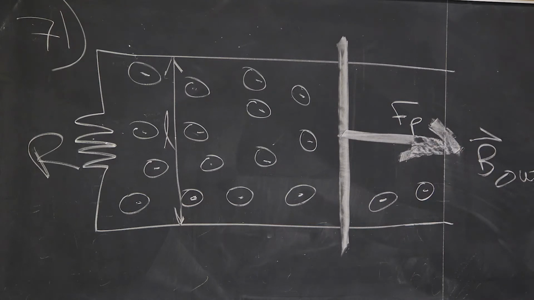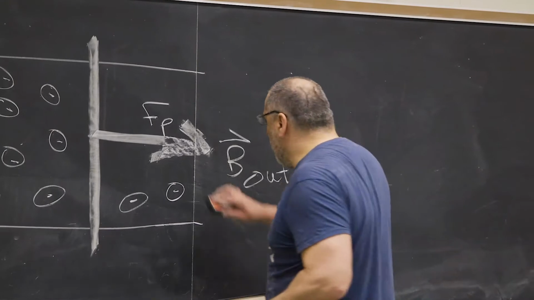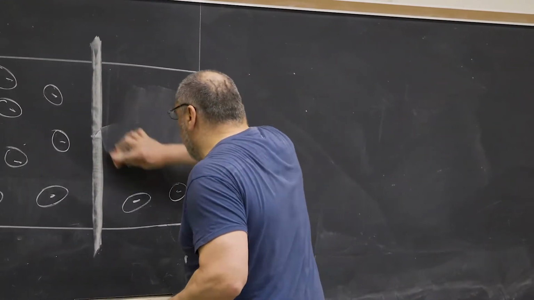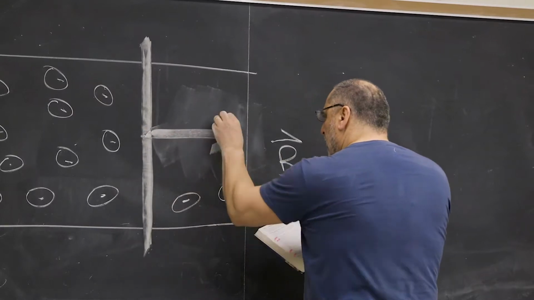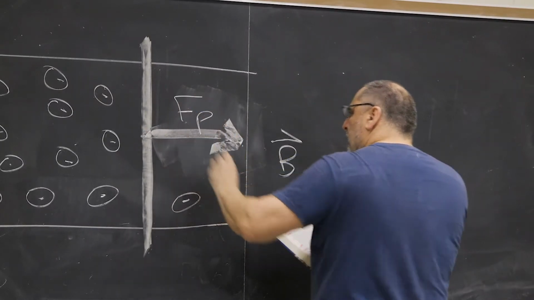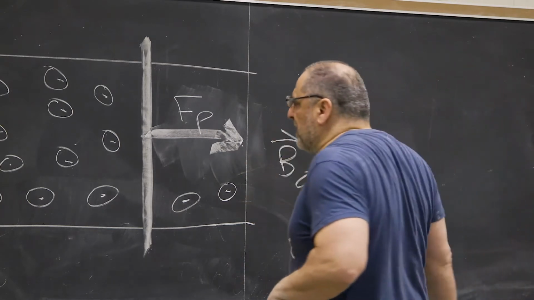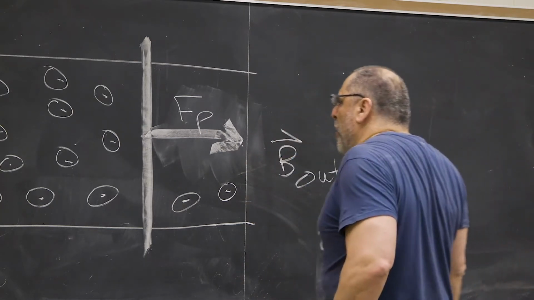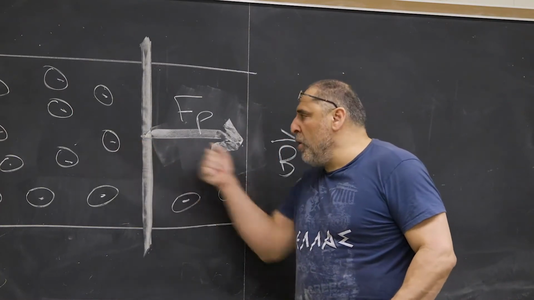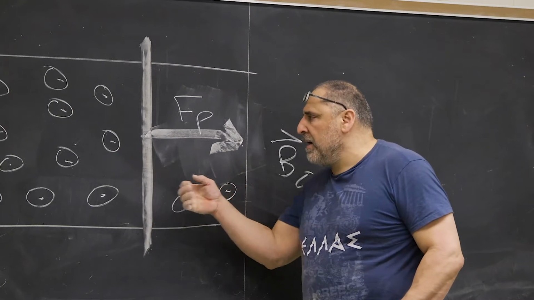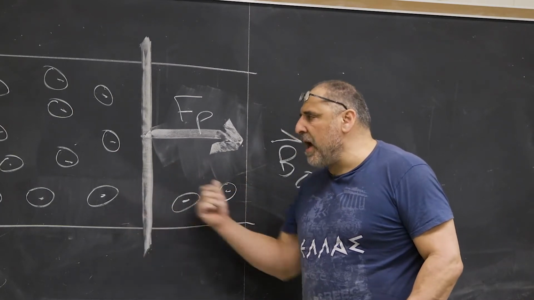So this thing's getting pulled. Okay, let me try to write it a little more neatly. There you go. A little bit easier. All right. So the B field's coming out of the board. We know that if we move to the right, we are increasing the flux through here.